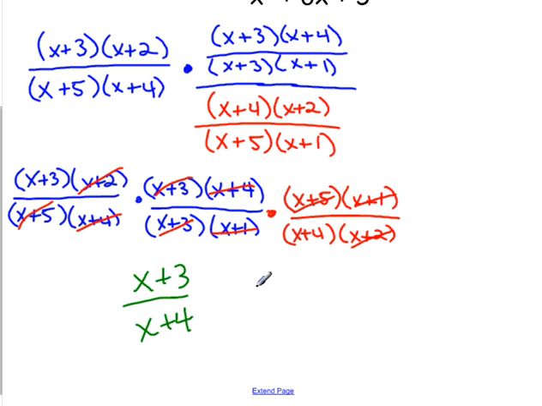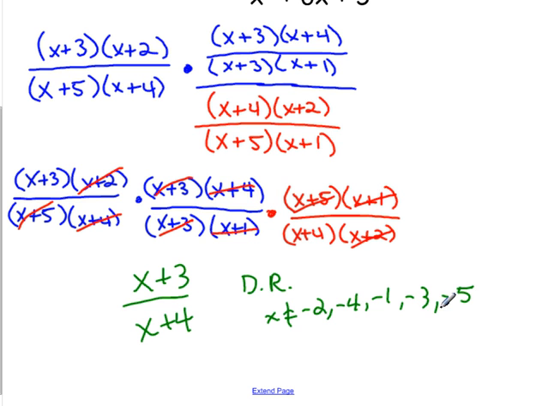And then we'd also state our domain restrictions. And that's going to be a big slew of numbers. It can't be -2. Sorry, x cannot be -2. It cannot be -4. It cannot be -1. It cannot be -3. It cannot be -5.